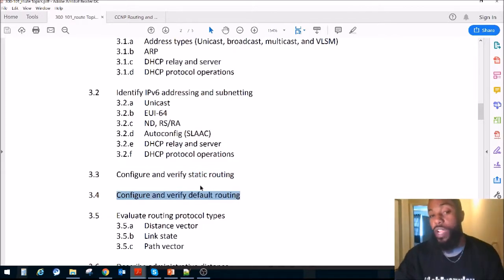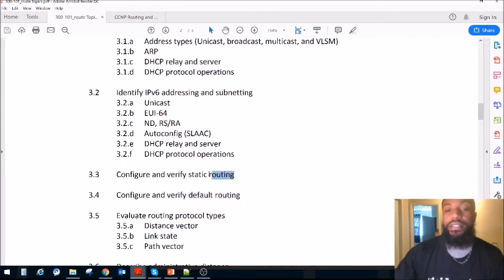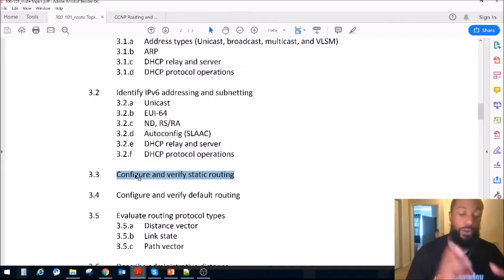Now they kind of go hand in hand, but like I said, for these videos I'm doing separate videos for every topic. So static routing. Before I talk about what static routing is, let's talk about the opposite of that, which would be dynamic routing. So let's talk about the words static and dynamic. Static means it's always the same. That's basically it.